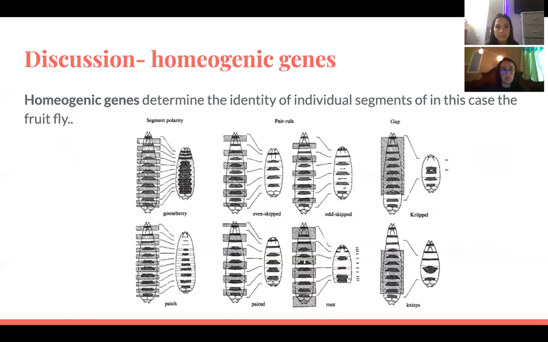So just continuing on with that, the homeotic genes determine the identity of individual segments of, in this case, the fruit fly. Mutations in this gene cause bizarre rearrangements of body parts. Our classic paper discussed and looked at several types of these mutations. They're listed below here: Krüppel, even-skipped, gooseberry, odd-skipped. Some of those are in your book as well.